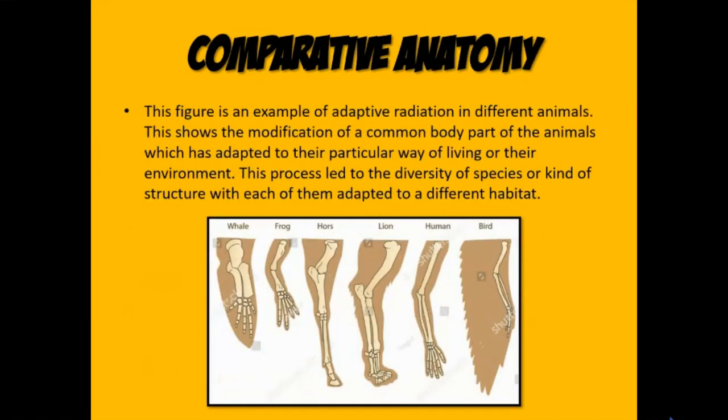So this figure is an example of adaptive gradation in different animals. These show the modification of a common body part of the animal which has adapted to their particular way of living or their environment. This process leads to the diversity of species or kinds of structure with each of them adapted to a different habitat. What you see there is the anatomy of the four legs, the flippers of whales, frogs, horses, lions, the arms of a man, and the wings of the bird.